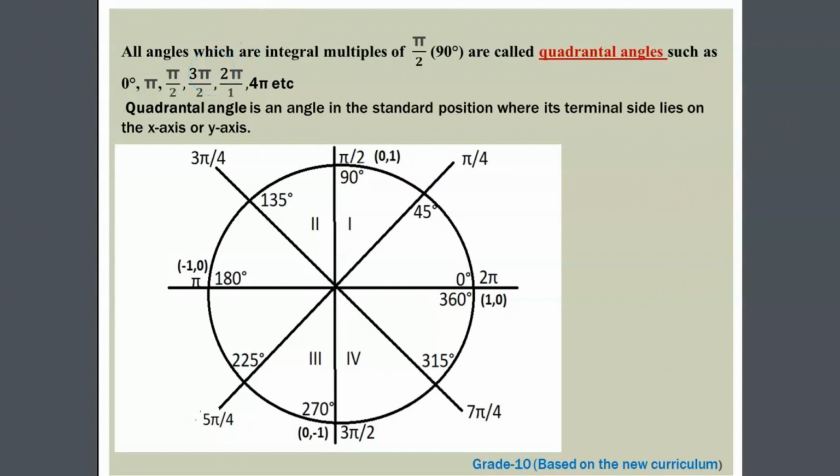All angles which are integral multiples of pi over 2 or 90 degrees are called quadrantal angles. Quadrantal angles are all angles that are integral multiples of pi over 2, or 90 degrees.